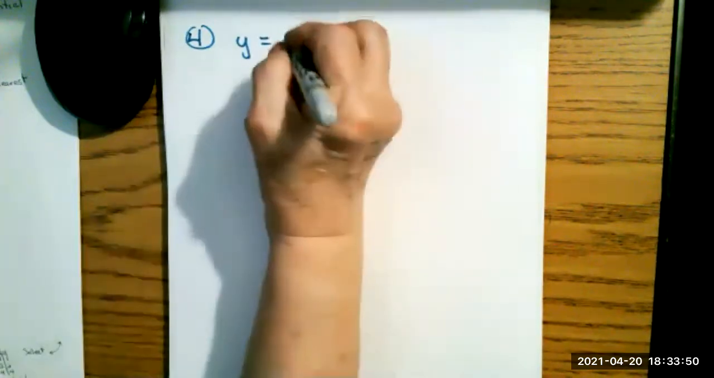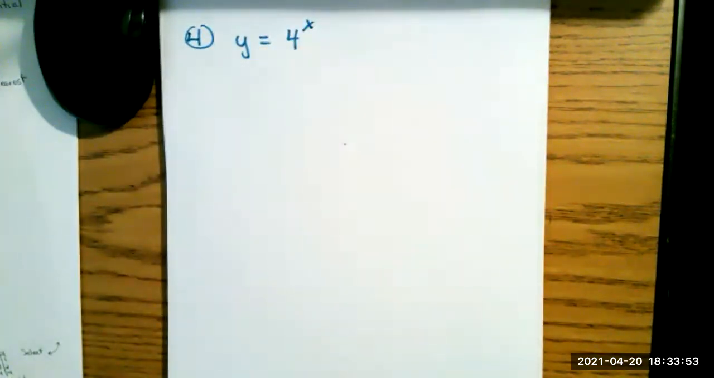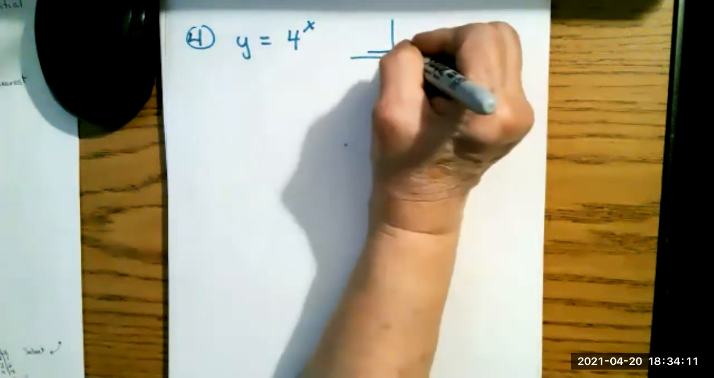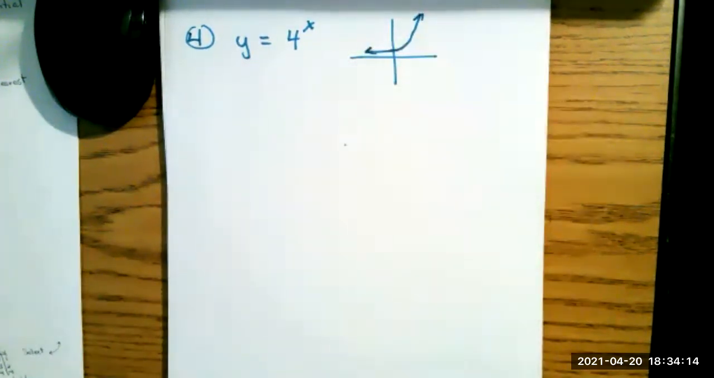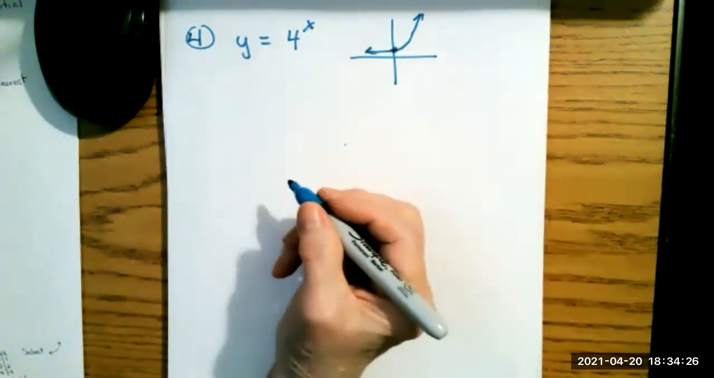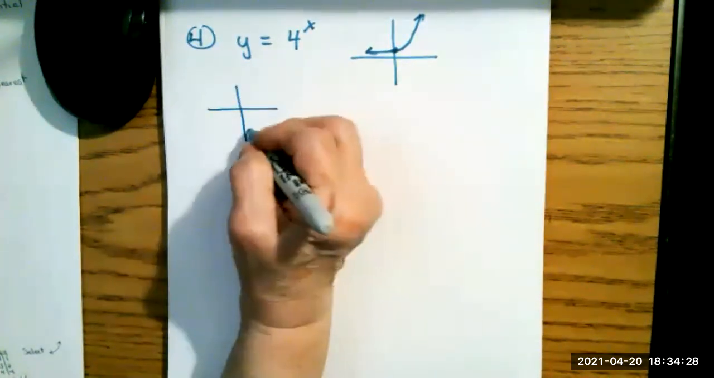All right, let's do number 4. Number 4 is y is equal to 4 to the x. See if you can do it. You're not going to be able to see much difference between 5 to the x and 4 to the x. Did you get the picture? The only difference is 5 goes up a little steeper than 4 will, but they both go through the point 0, 1.